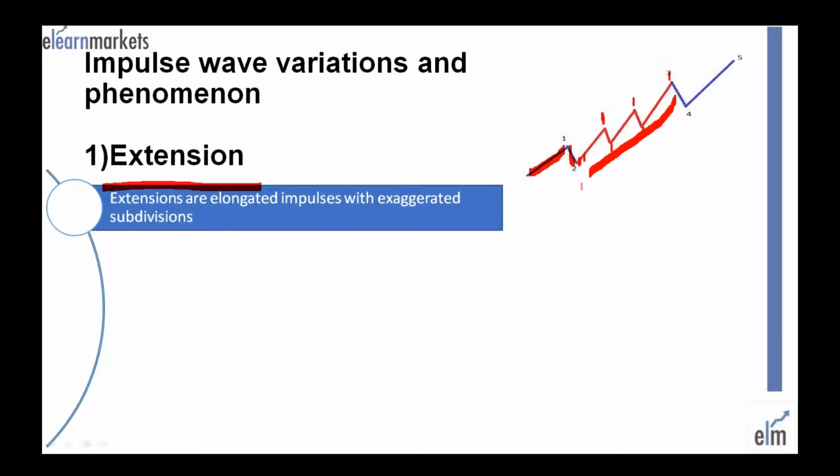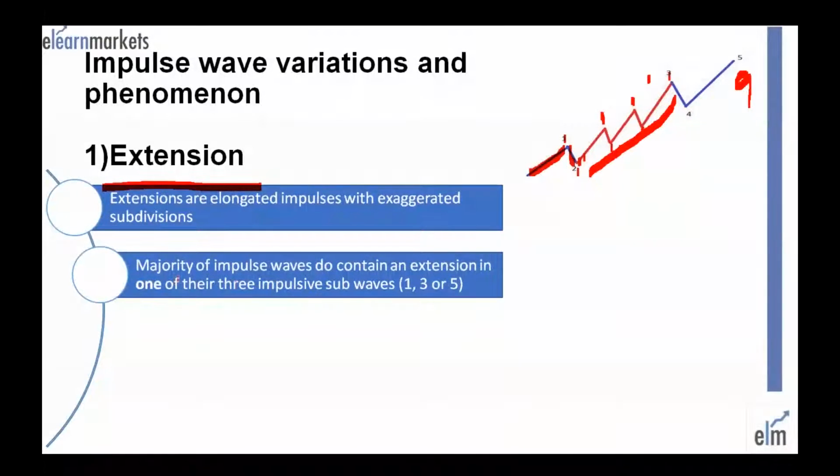Alright, one thing: spotting an extension is usually very difficult, and you don't need to know exactly which wave is going into an extension. What you can simply do, if you're counting and getting a count of 9 waves, wave 1, 2, 3, 4, 5, 6, 7, 8, 9, you can understand that it's an extension and you can carry on with your counting. The majority of impulse waves do contain an extension in one of the 3 impulsive subwaves.